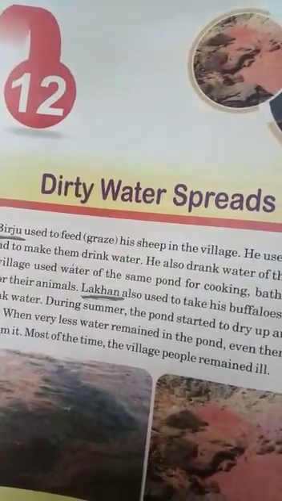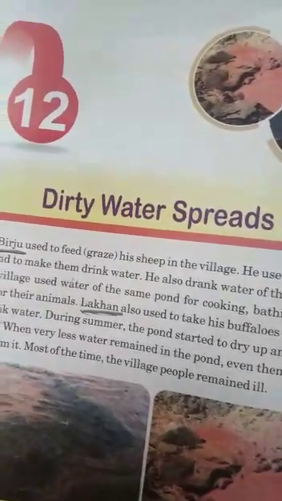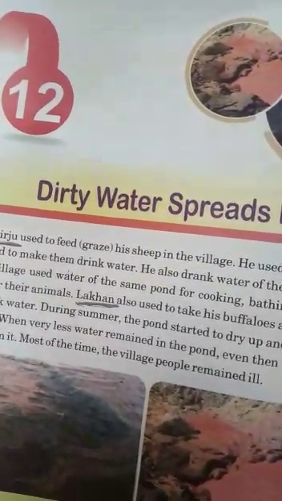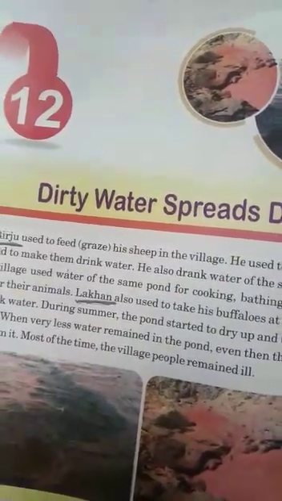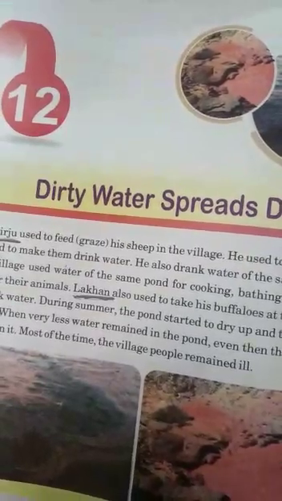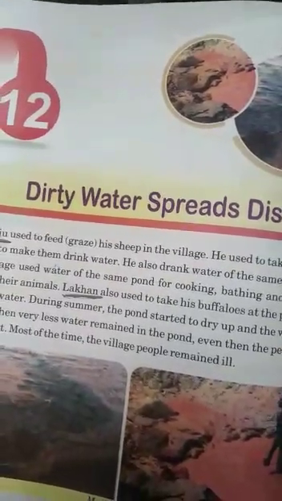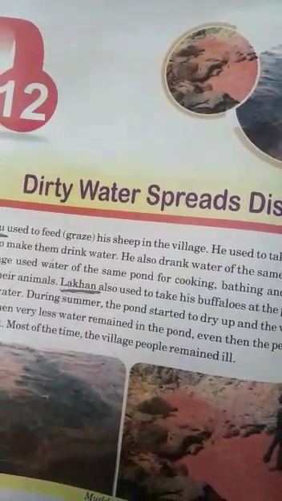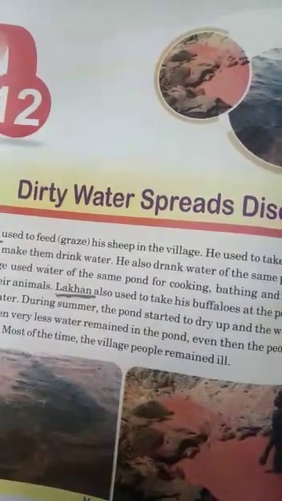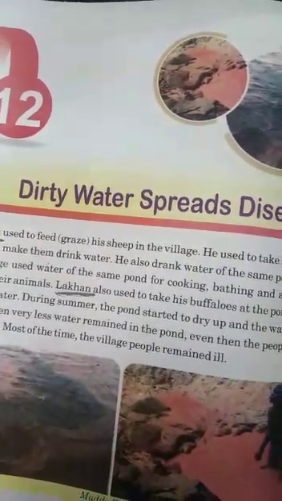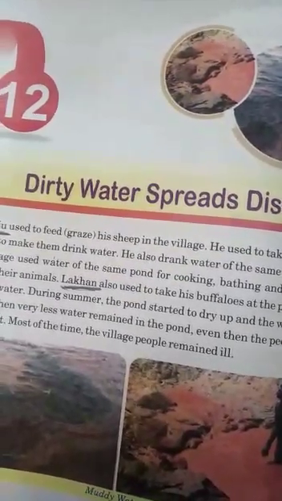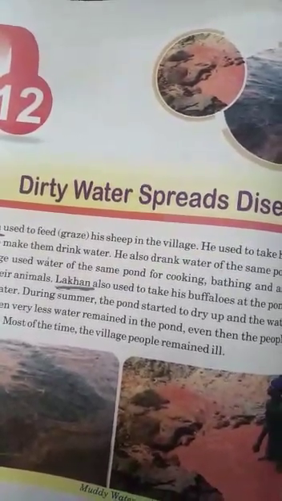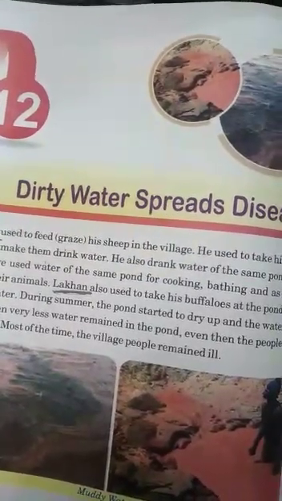Even in the summer season, when the pond had little water, people used its water, and most of the time people of the village remained ill because they suffered from waterborne disease, which is caused by microorganisms that are most commonly transmitted in contaminated fresh water. The infection commonly occurs during bathing, washing, drinking, and consuming food which is infected.